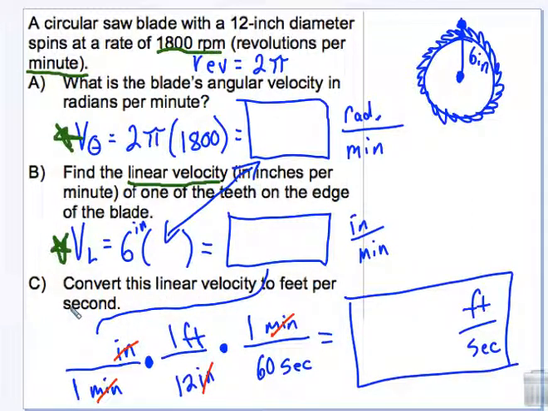Well, for part C, we want to convert to feet per second. So my answer up here goes up top, and that's in inches per minute. Then I know that there are 12 inches in 1 foot, and there are 60 seconds in 1 minute. So all the numbers in the numerator multiply together, and then divide by all the numbers in the denominator that were multiplied together. That will tell you your linear speed, or linear velocity, in feet per second.